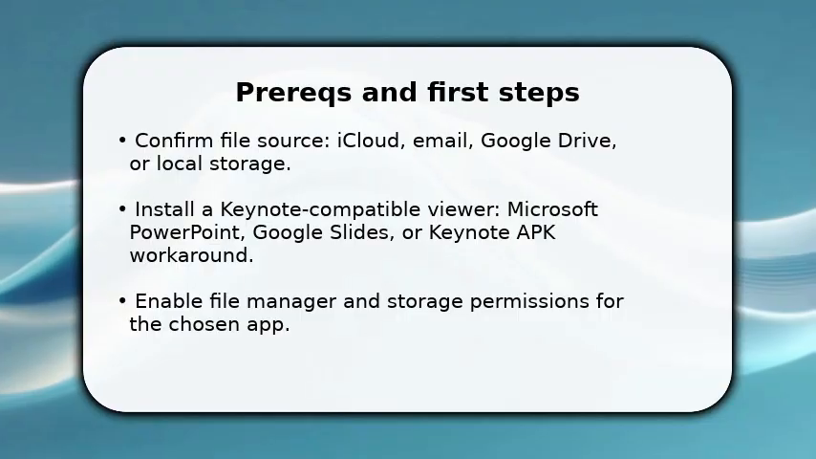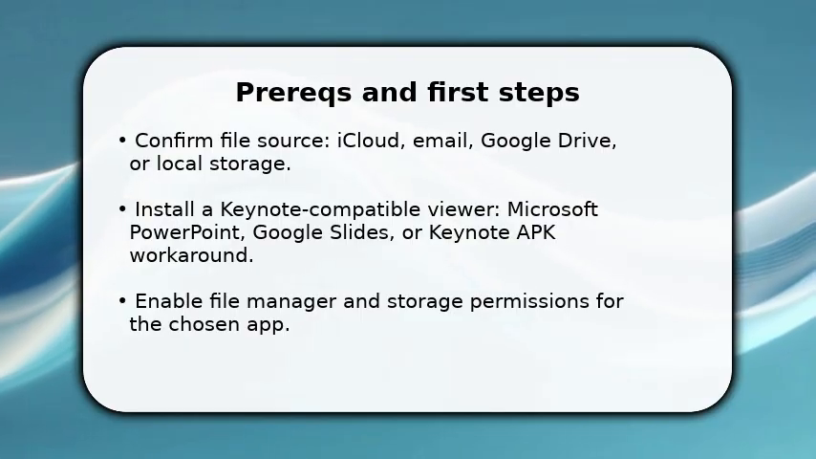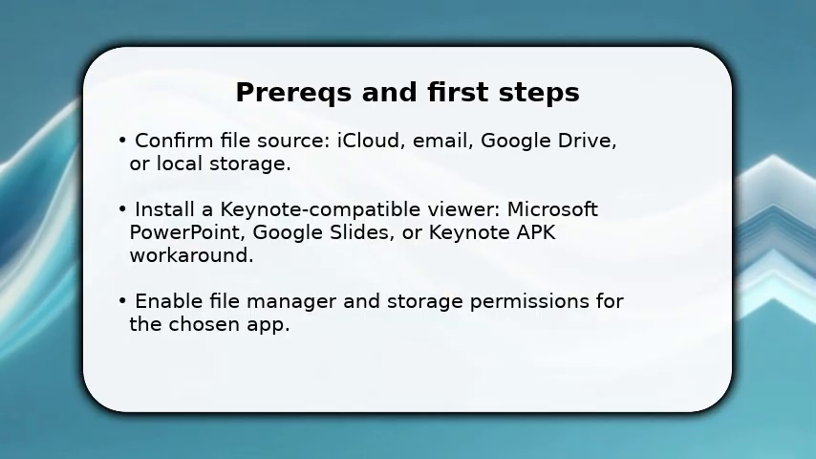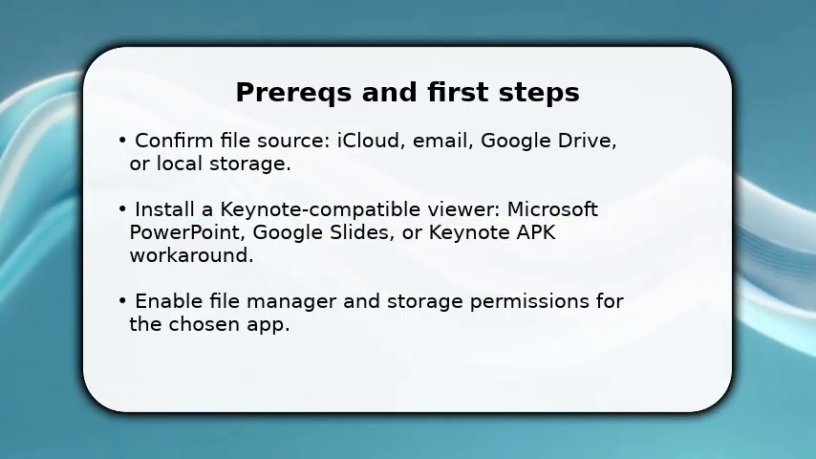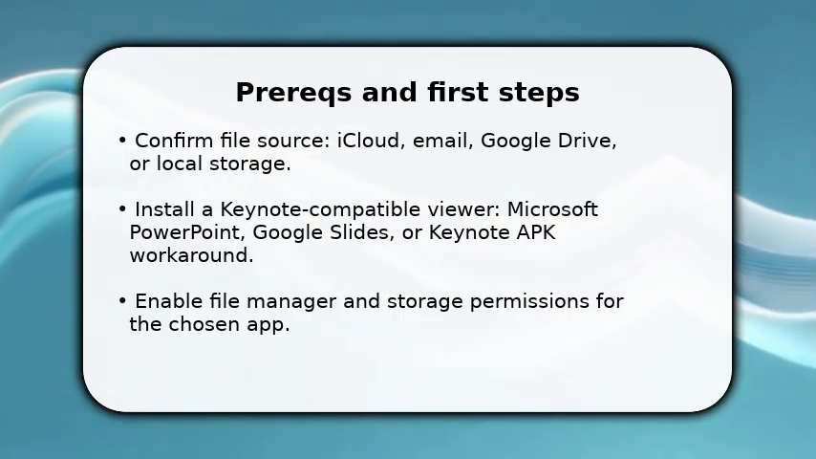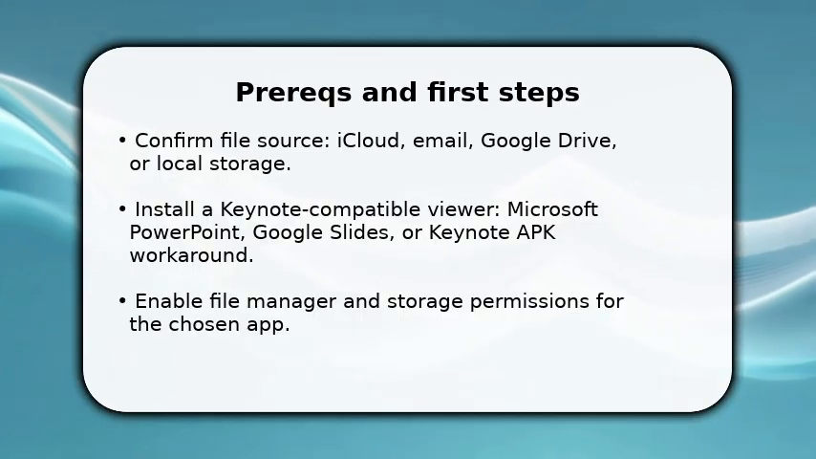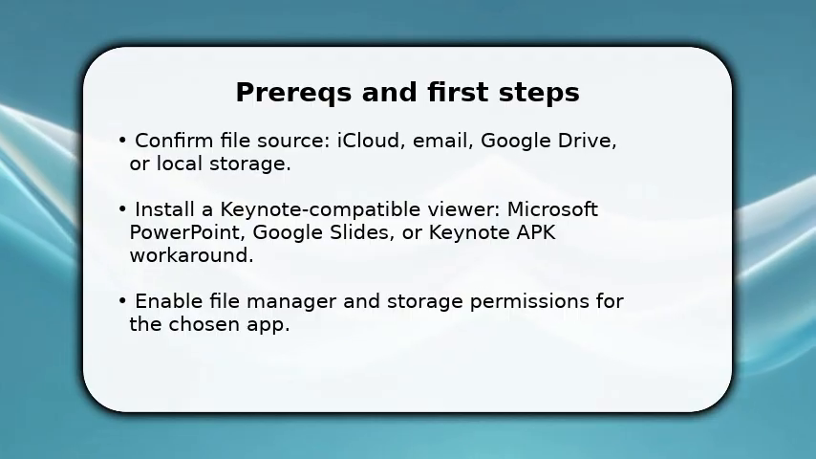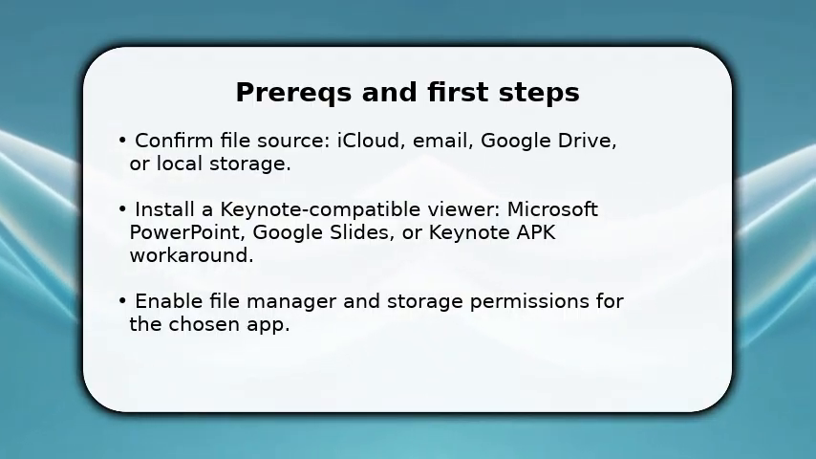Enjoy the video. You start by gathering essentials, where the key file lives and which app will open it. If it's in iCloud, export to a transferable location like Google Drive or download to local storage. Once done, install a Keynote-compatible viewer such as Google Slides or PowerPoint for Android, or set up an APK-only workaround if you must run native Keynote. Make sure your file manager has storage permissions so you can locate and transfer the file between apps.